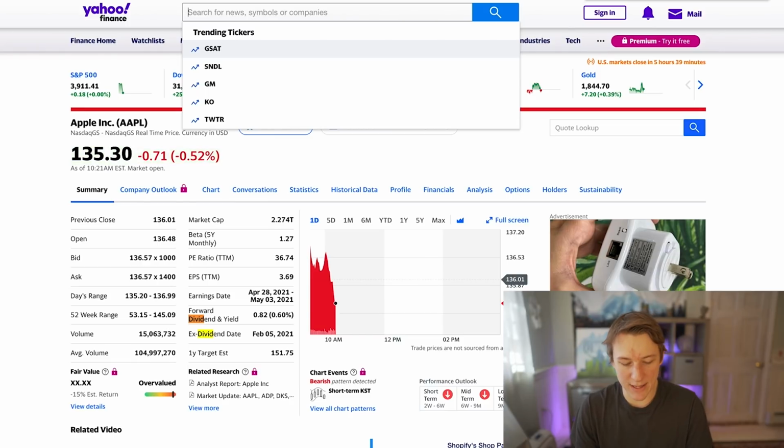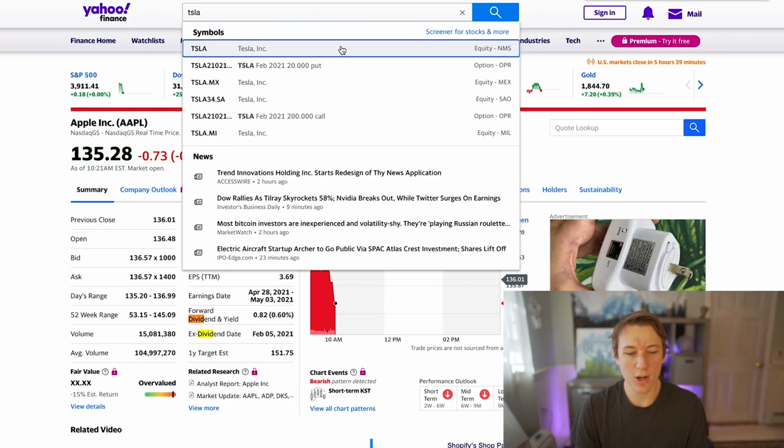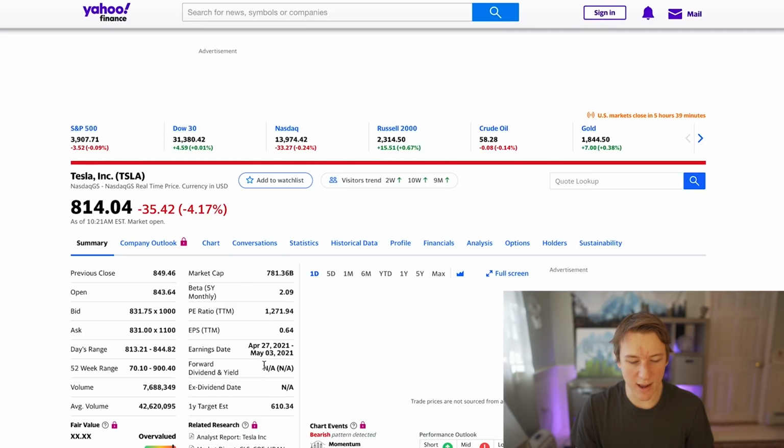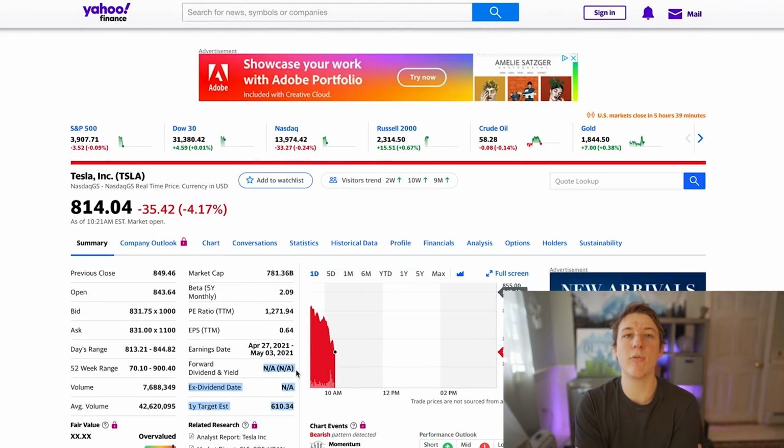Now, if I were to look up Tesla, as I had mentioned before, you're going to notice that there's NA, not applicable, for the dividend. It's not going to be displayed here. So that's kind of how I use Yahoo Finance to determine some of that stuff.